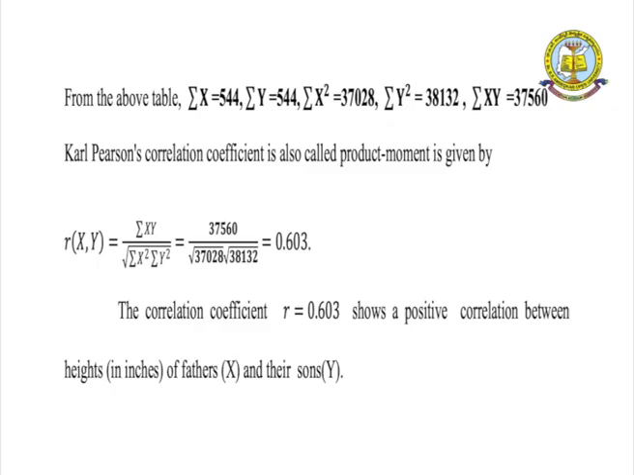Based on this correlation coefficient value, we have to make the conclusion. So, how much relation between these two variables? The correlation coefficient R is equal to 0.603, which shows a positive correlation between heights in inches of fathers and their sons. So, according to the given data set, the relation between father's height and his son's height follows a positive relation. This is one example of positive correlation.